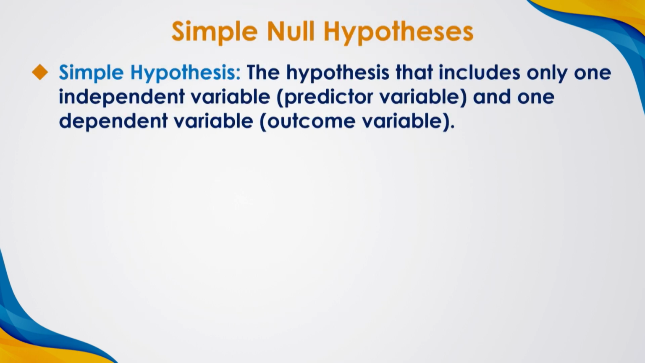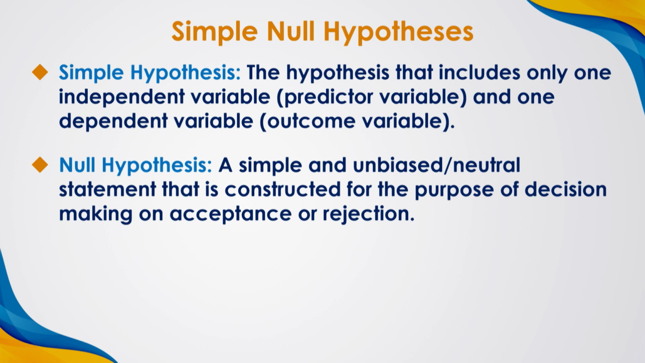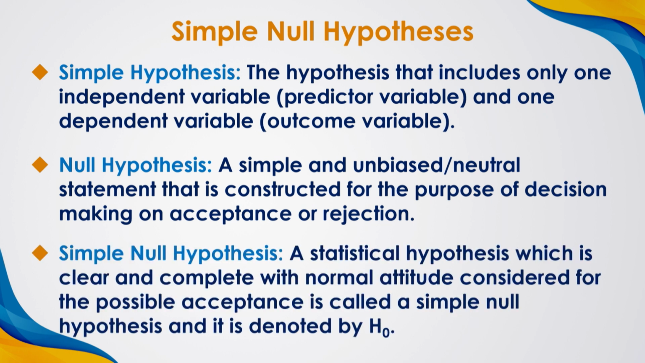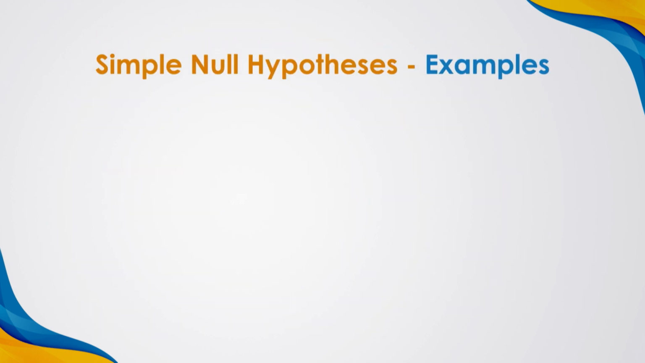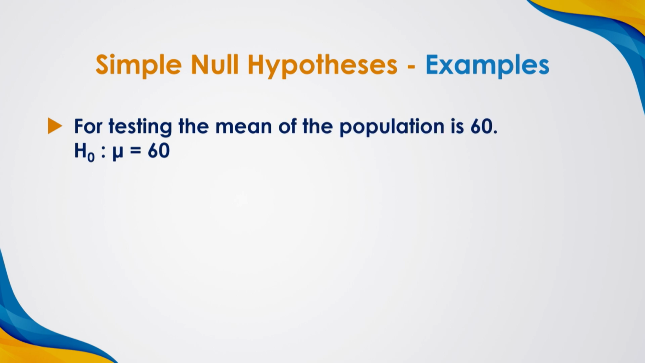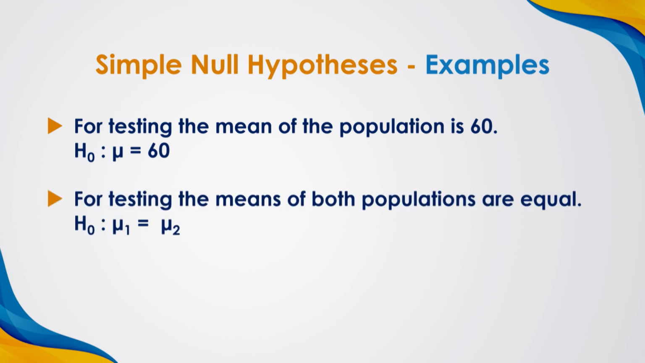A simple null hypothesis includes one independent variable and one dependent variable. The null hypothesis is a simple, unbiased or neutral statement. This is the way you have to understand what we mean by simple hypothesis, what we mean by null hypothesis, and what we mean by combining these two, simple and null. So, a statistical hypothesis which is simple as well as a neutral statement, you call it a simple null hypothesis. Coming to the examples, for example, the population mean is 60, I am simply mentioning mu equal to mu naught, it is a simple null hypothesis.